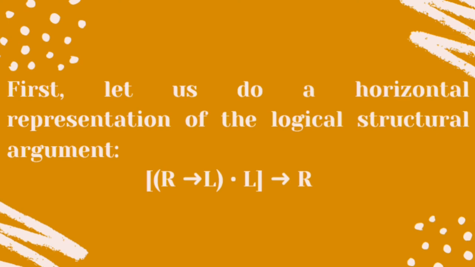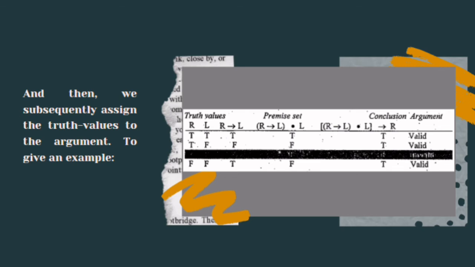First, let us do a horizontal representation of the logical structure of the argument: if R, then L, and L, therefore R. Next, we make the table of substitution instances. And then, we assign the truth values to the argument. To give an example, please examine the shaded horizontal row. Notice that you have a case where the premise set is true and the conclusion is false. This makes the argument form invalid.